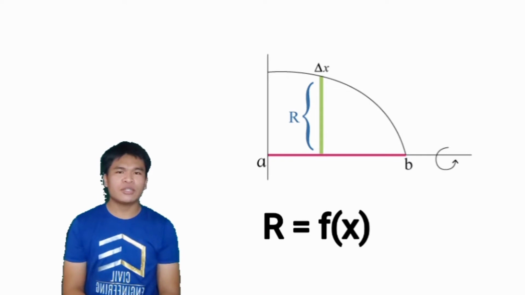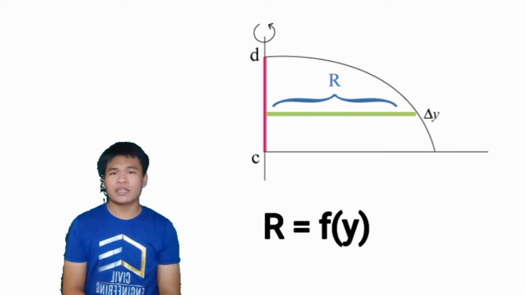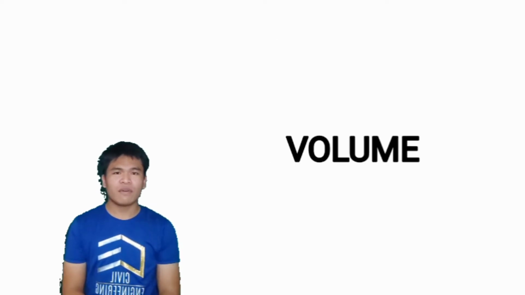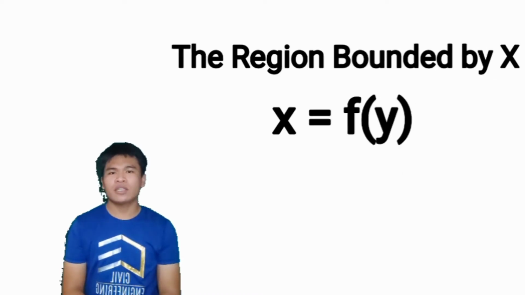If a disk is perpendicular to the x-axis, then its radius should be expressed as a function of x. If a disk is perpendicular to the y-axis, then its radius should be expressed as a function of y. Speaking of volume, the volume of a solid generated by revolving the region bounded by y equal to a function of x, and the x-axis on the interval a to b about the x-axis is this. And if the region bounded by x equal to a function of y and the y-axis on a to b is revolved about the y-axis, then its volume can be calculated using this formula.